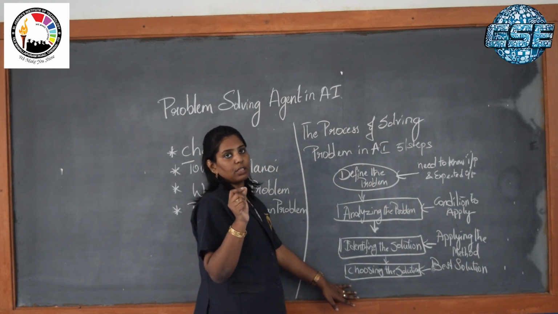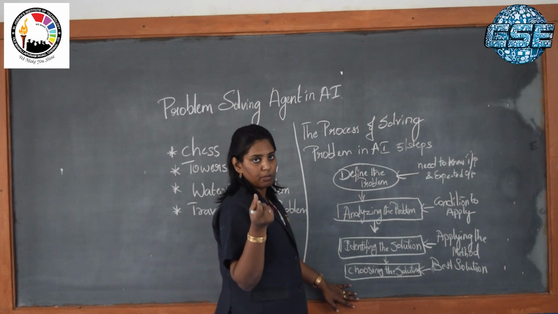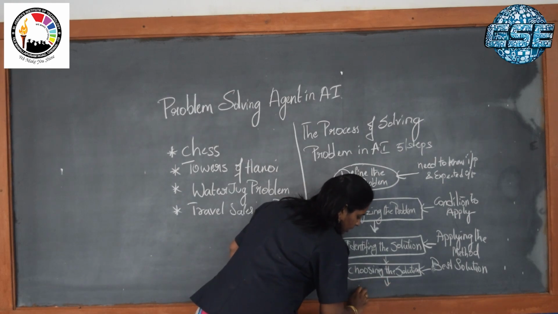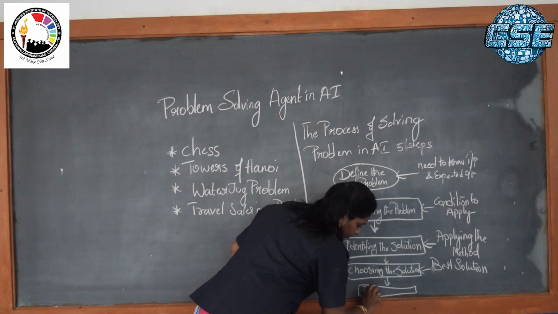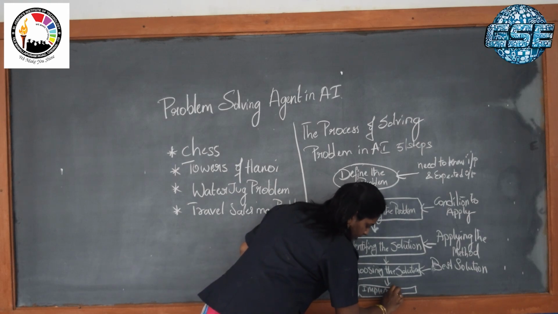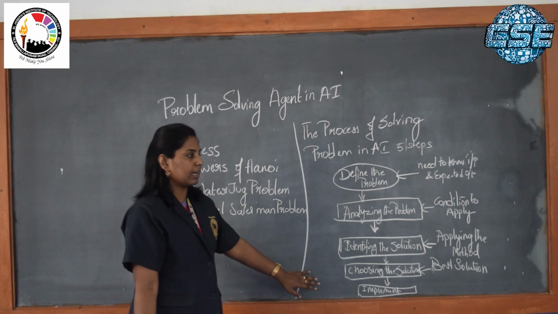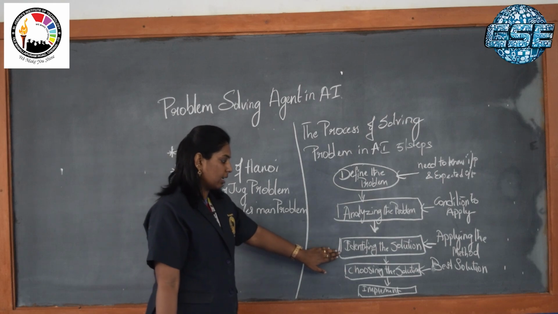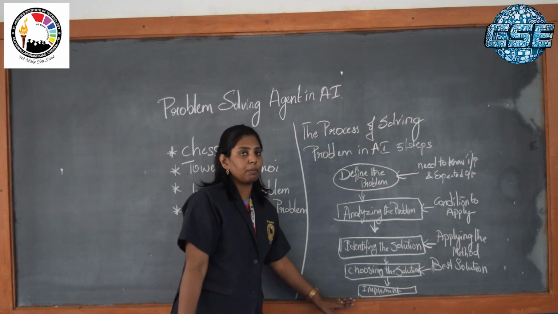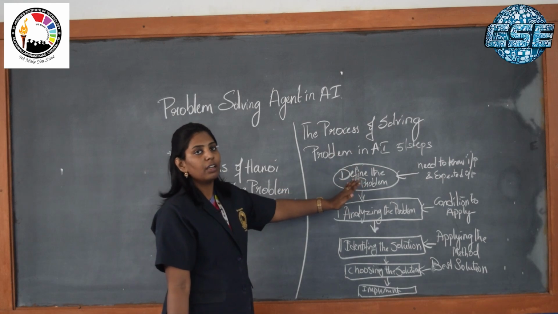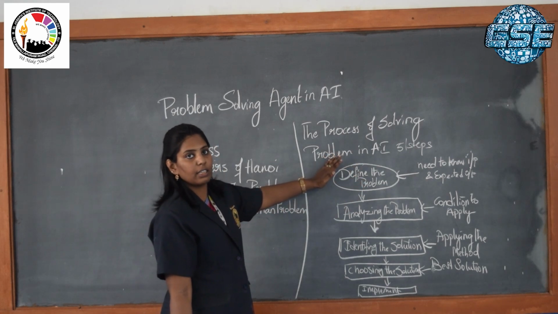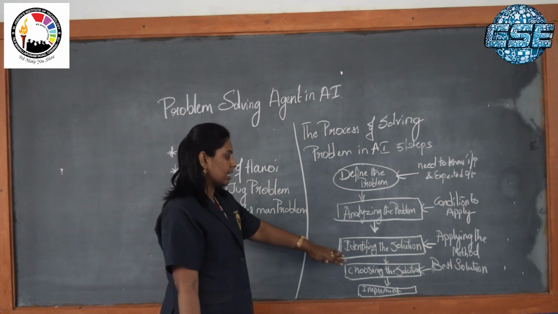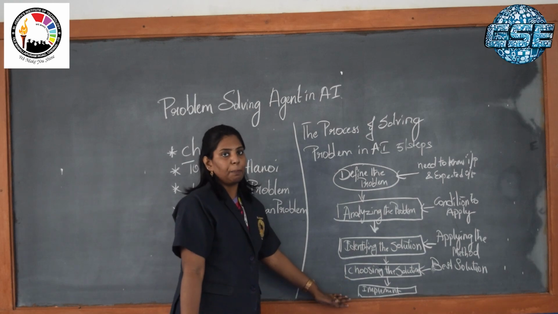After choosing the best solution, we will take that problem solving solution and we will implement it. The last step is implementation. So these are the 5 steps: define the problem, analyzing the problem, identifying the solution, choosing the solution, and implementation. If we apply these 5 steps, we will get the result.